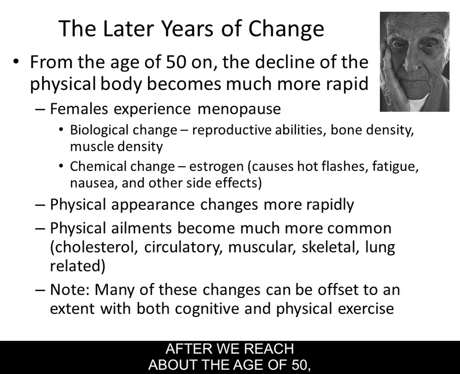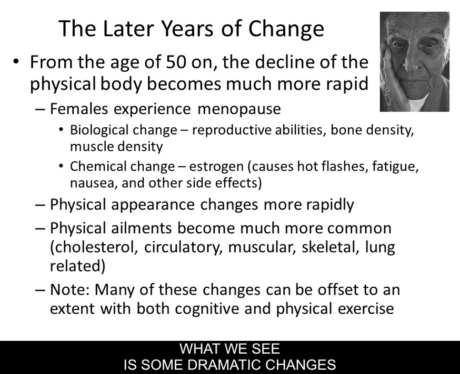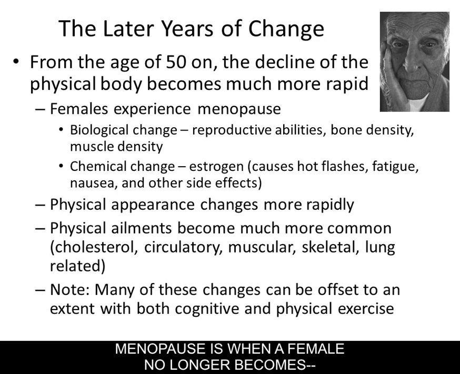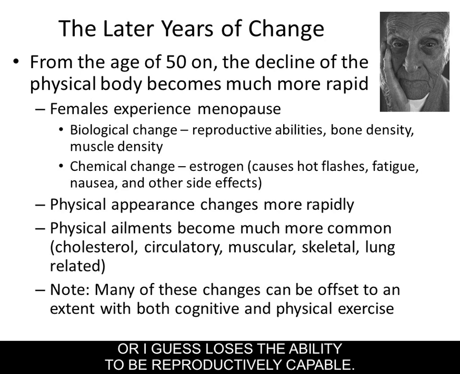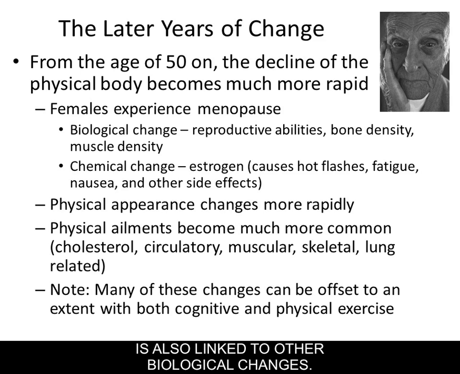After we reach about the age of 50, so once we get into much later adulthood, what we see is some dramatic changes in very specific physical aspects. For females, the big thing that happens after about the age of 50 is an experience called menopause. Menopause is when a female loses the ability to be reproductively capable. And this loss of reproductive abilities is also linked to other biological changes.